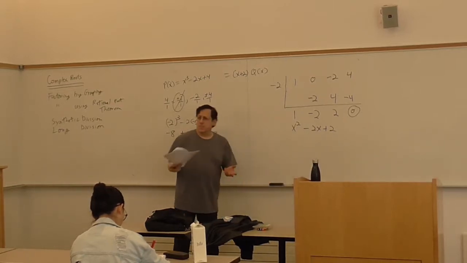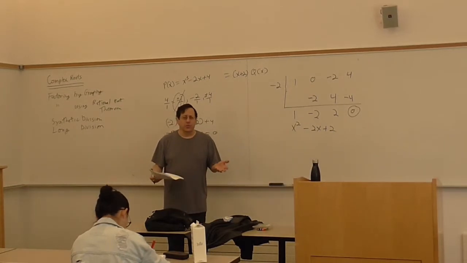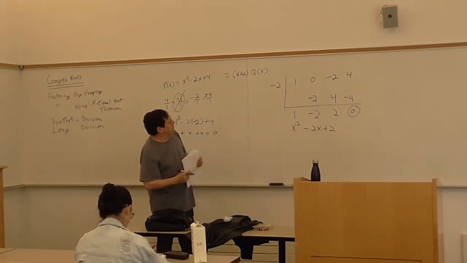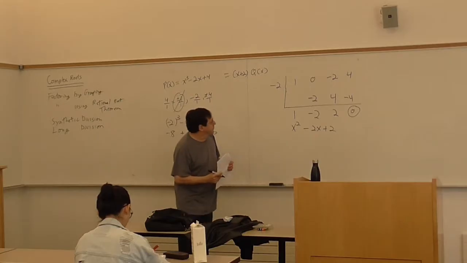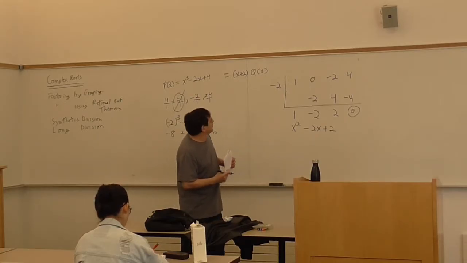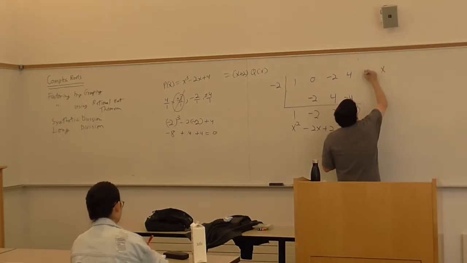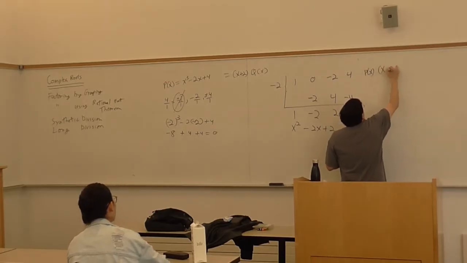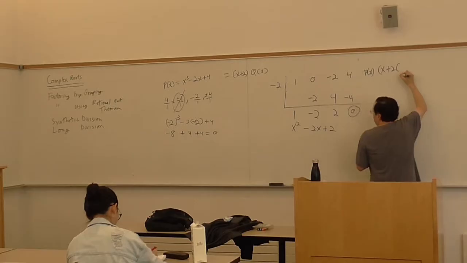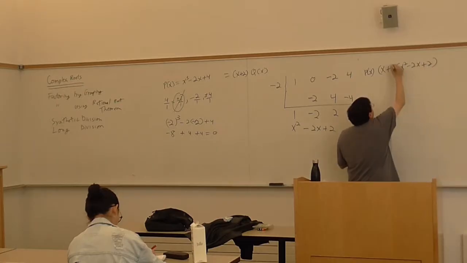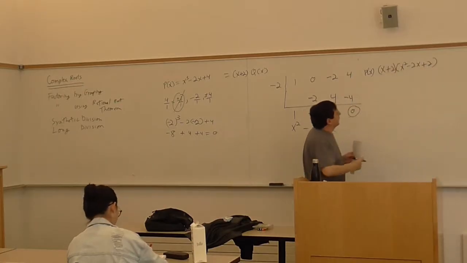You know, of course, when you're doing this yourself, you don't have to fill up 2 or 3 blackboards with it, but all right, enough said about that. Okay, so we've got p of x is now x plus 2 times x squared minus 2x plus 2. Well, I can see one of my roots, but I'm not quite done.